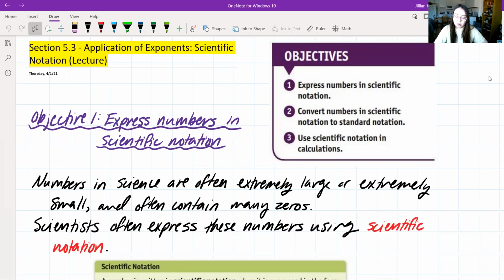Now, numbers in science are often extremely large or extremely small and often contain many zeros. So scientists often express these numbers using scientific notation, and this is just a way to shorten the same number, just in a different type of notation so that they don't have to write like 10, 20 zeros.